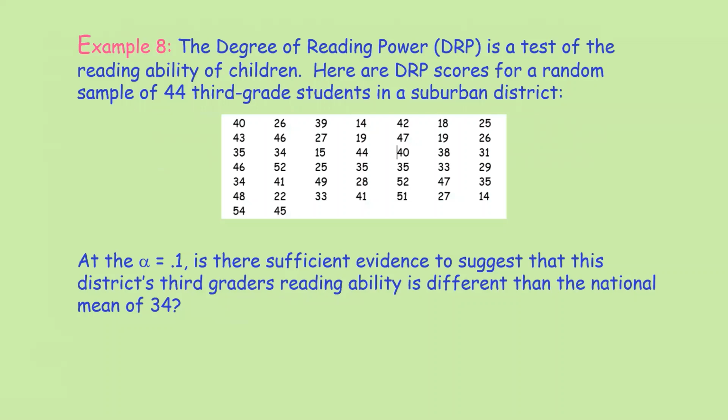So let's look at another example here. The degree of reading power is a test of the reading ability of children. Here we have a variety of scores for a random sample of 44 third graders in a suburban district. At alpha equals 0.1, is there sufficient evidence to suggest that this district's third graders' reading ability is different than the national mean?